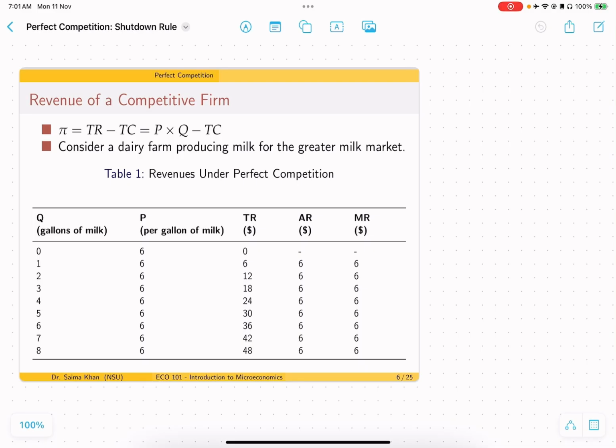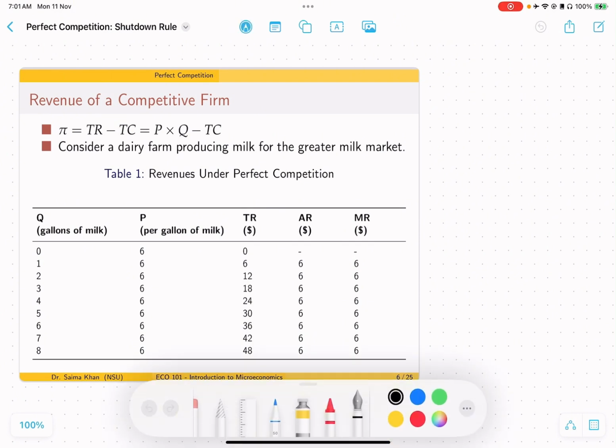In this video, we shall be looking at the revenue structure for a competitive firm. So this you've seen before. How do we calculate total revenue, right? So total revenue is of course P times Q. Okay, let's just look at this example.